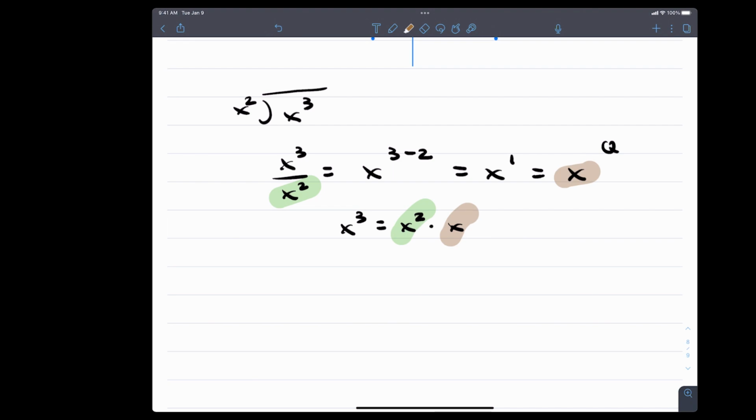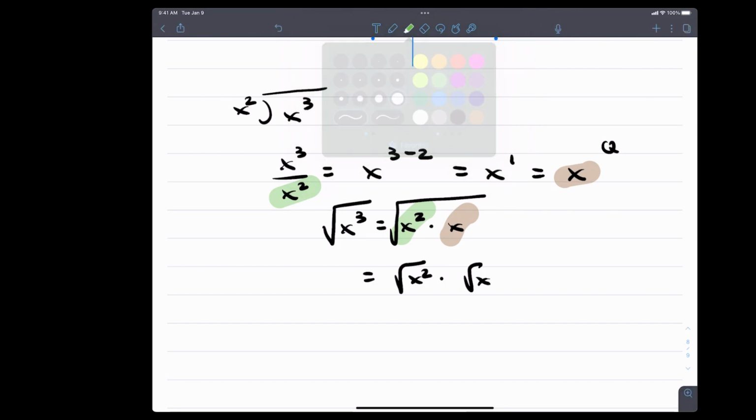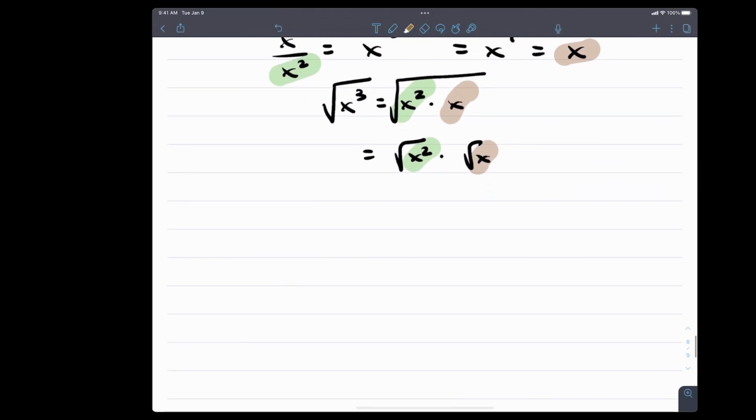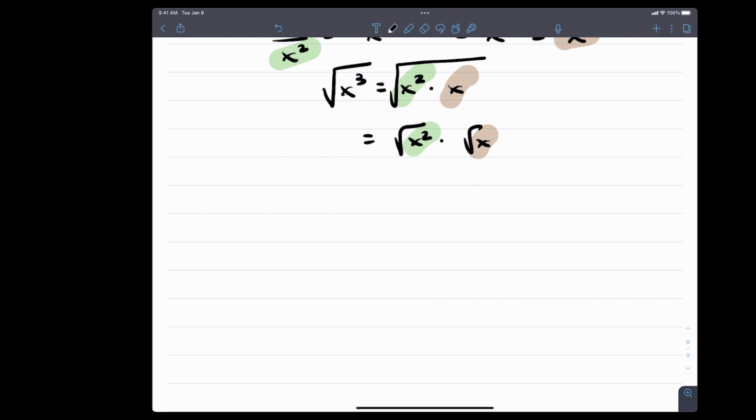Okay, you guys with me on that? And then you take the square root of these. And then, what do you guys know about the square root of x squared? Just x. So this is x times the square root of x. And you're done. There you go, ladies and gentlemen.